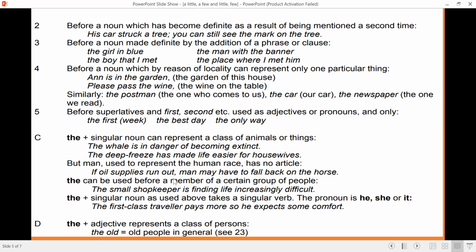Here, the deep freeze has made life easier. The deep freeze means all deep freezes in general. But man, used to represent the human race, has no article.